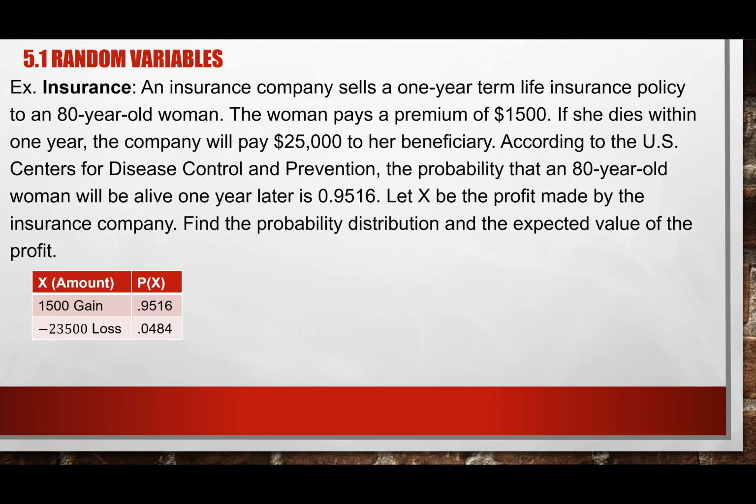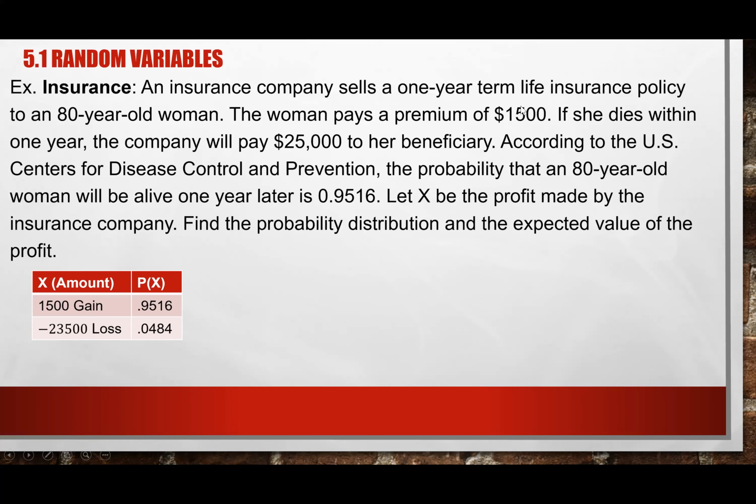Now, what is their loss? Do you agree that they do not lose the whole $25,000? If, for an unfortunate event, this woman dies within a year of her policy, they pay out $25,000. But within that $25,000 that they pay out, do you agree that they took in $1,500 already? So they're not really paying out the whole $25,000. The $25,000 includes the $1,500. They just return the $1,500 back. That's what insurance is.